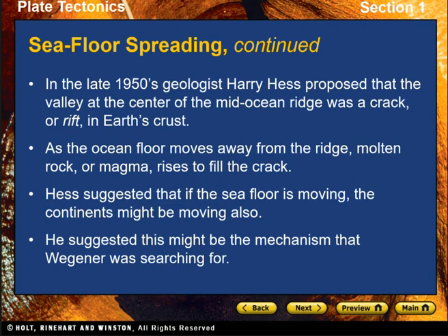Still, Hess's ideas were only hypotheses. More evidence for seafloor spreading would come years later in the mid-1960s. This evidence would be discovered through paleomagnetism, the study of magnetic properties of rocks.